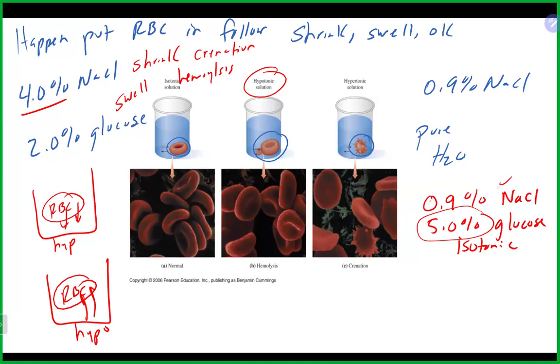0.9% sodium chloride, that's dead on. So that is going to be an isotonic solution. And we're going to be okay on our cell there as the fluid is going to flow in and out. No problem. What about pure water?